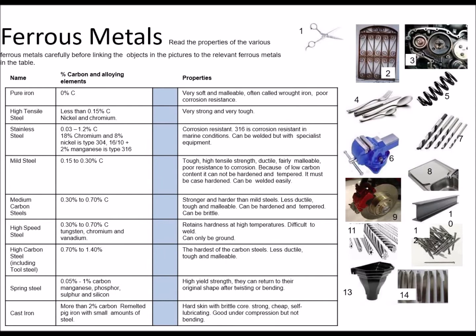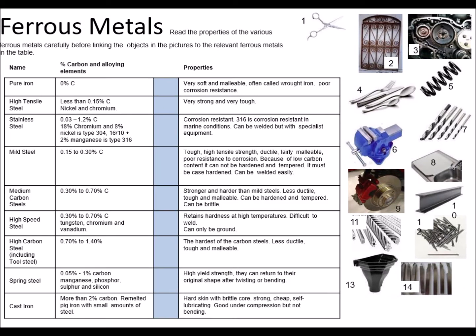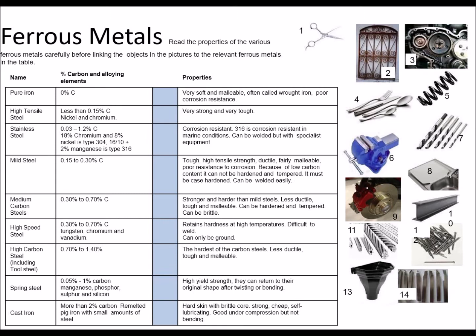So the next task is a bit trickier. We have a page here of ferrous metals. What we're going to do is match the metal, which we've got listed down the left-hand side, to the product on the right-hand side. Now, all of these metals on this page contain iron, but they also contain some other things. Some are alloys and some are not. So let's start at the beginning. Pure iron, soft and malleable, often called wrought iron. You might have heard of wrought iron gates.